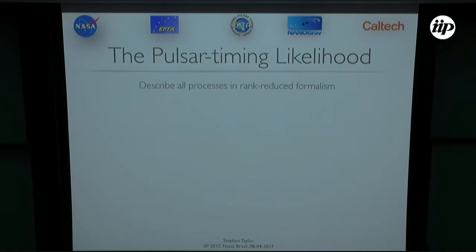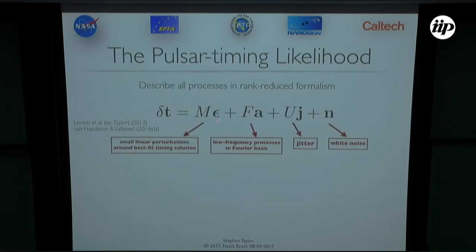So we go towards this rank-reduced formalism where you describe your timing residuals as being some combination of lots of different processes which you project onto a set of basis functions or a set of basis matrices. This part accounts for small linear perturbations around your best fit timing model solution for the pulsar. So even though we've subtracted off that best fit solution, we allow it to wiggle around a bit. There's also low frequency red noise and the gravitational wave background signal, which you project onto a Fourier basis. There's then this jitter matrix, which I won't talk too much about, but it works the same way, and then just white noise. So for this matrix, it's the number of TOAs by the number of timing model parameters.